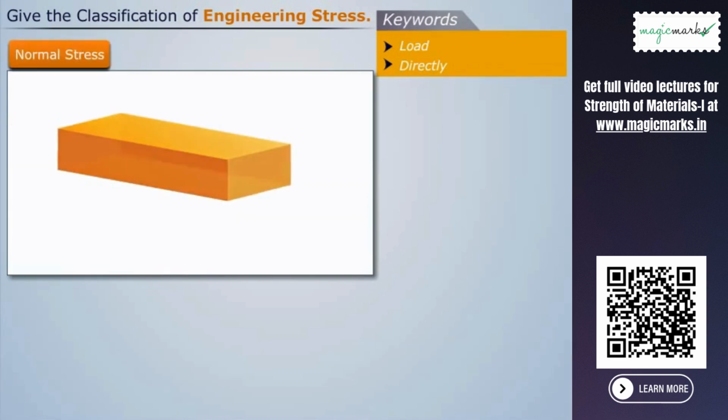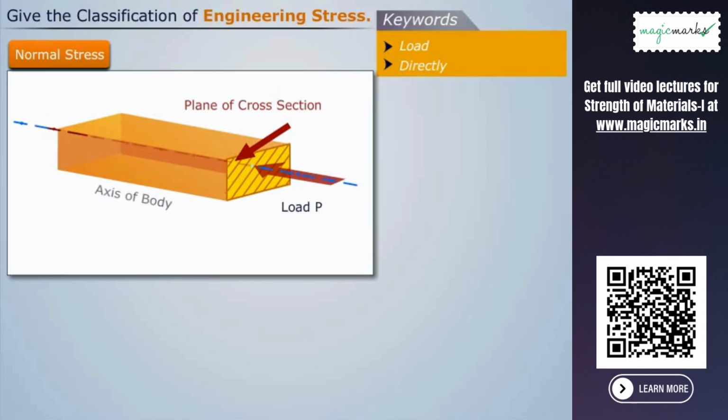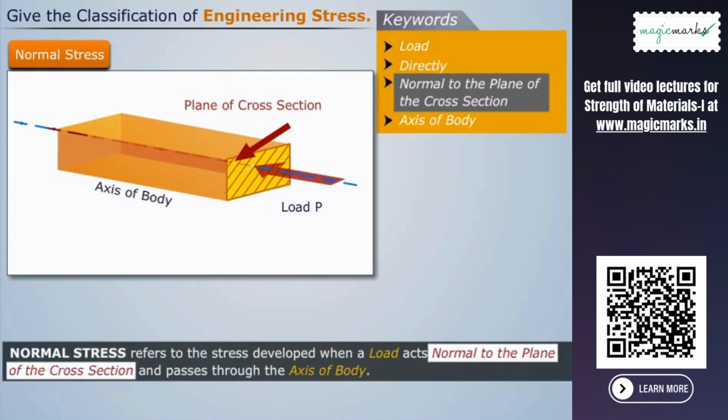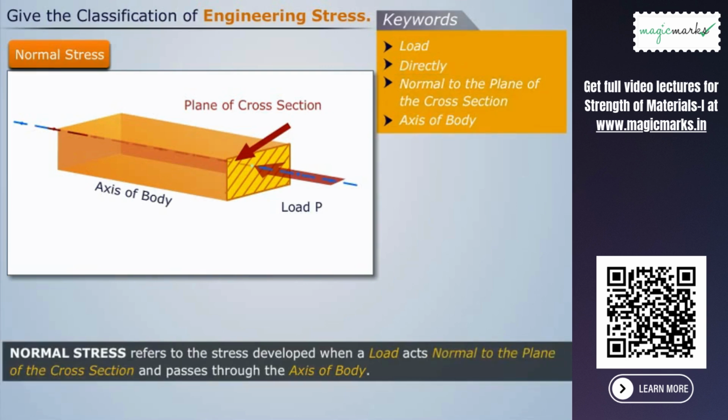Normal stress refers to the stress developed when a load acts normal to the plane of the cross-section and passes through the axis of the body.